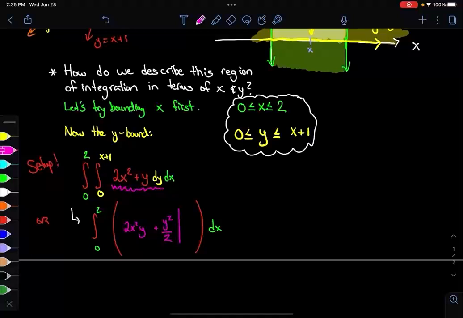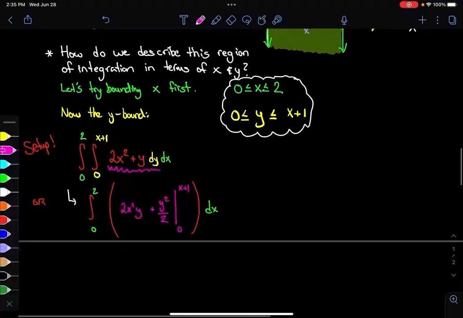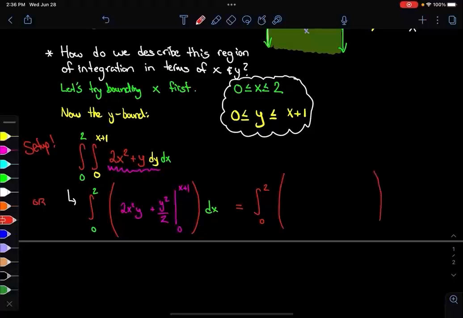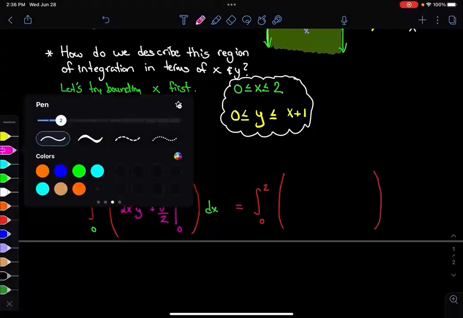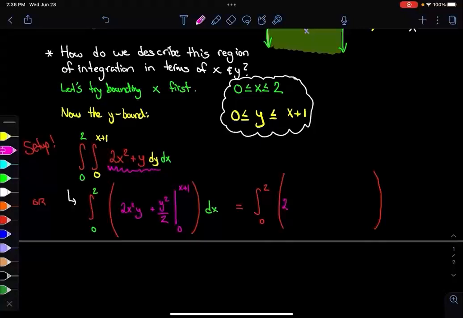And then we evaluate this from 0 to x plus 1. And so, being the clever mathematicians that we are, this is going to be the integral from 0 to 2. And now we just need to put this stuff on the inside of these parentheses. When I plug in x plus 1, I'm going to get 2x squared times x plus 1, and then plus x plus 1 squared over 2. Now, technically, we're also supposed to put in the 0, but when we plug in 0 for the y's, we're just going to get 0, so there's nothing else to plug in. So we're going to get x plus 1 squared over 2, and then we still have our dx afterwards.